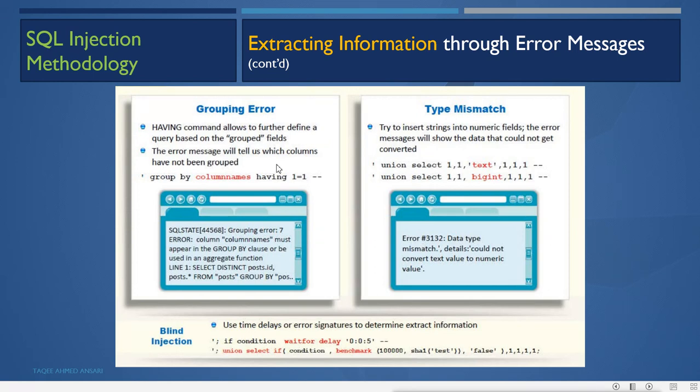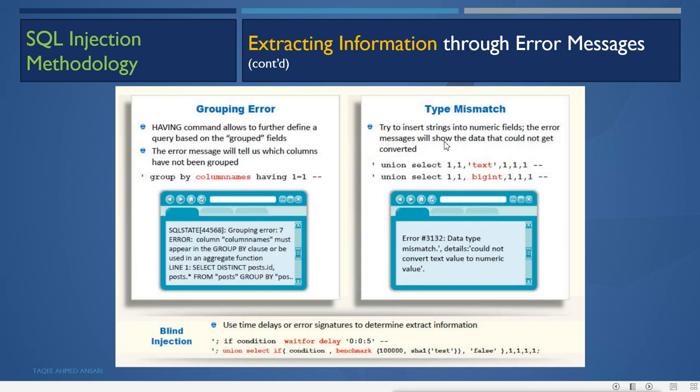Then grouping errors. Grouping error means the having command allows us to further define a query based on the grouped fields. So the error messages will tell us which columns have not been grouped. So group by column names having 1=1, and this means comment. So here you can see a sample of the grouping error.